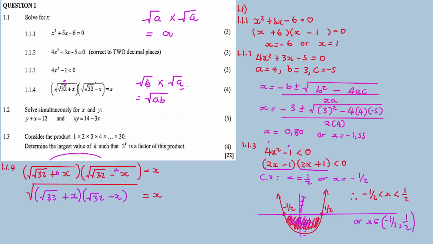So instead of multiplying out one by one, you can just say square root 32 times square root 32 and write the answer. Square root 32 is the same as in this surd law, these square roots are the same. So the square root of a times the square root of a is a. So square root 32 times square root 32 is 32.